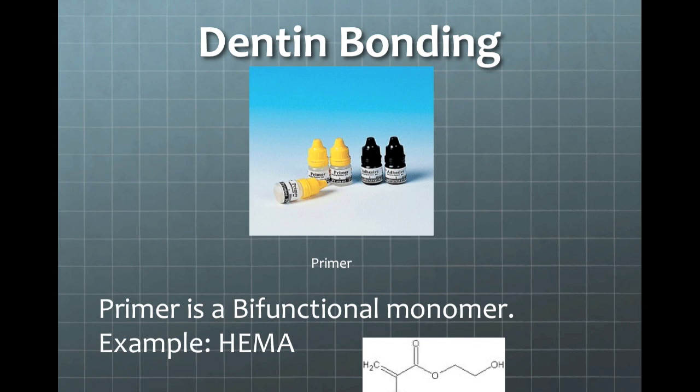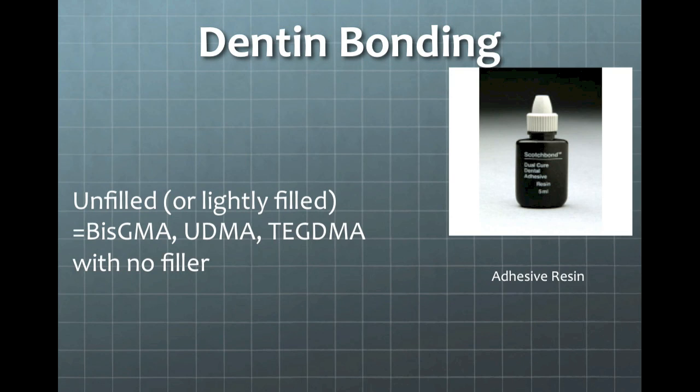And the primer, what is the primer? It is a bifunctional monomer with two active bonding positions, so it facilitates a bond between dentin and the unfilled resin. And then adhesive resin, like we talked, it's unfilled or very lightly filled, and therefore it flows more easily into the microporosities.